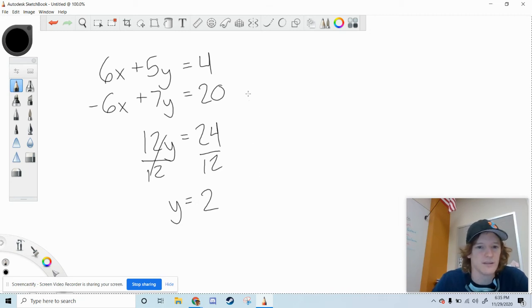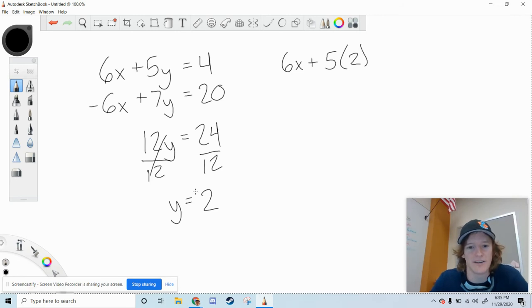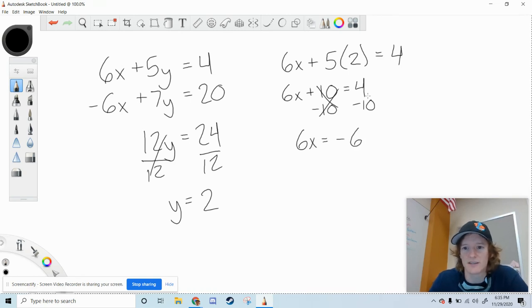I'm going to probably plug it into the top one, I suppose. So we'll have 6x plus 5 times our value for y, which is 2, equals 4. 6x plus 10 equals 4. We'll do minus 10 to both sides because I can't divide by that 6. That 10 was in the way. 6x equals negative 6. Divide by 6. Divide by 6. X equals negative 1.